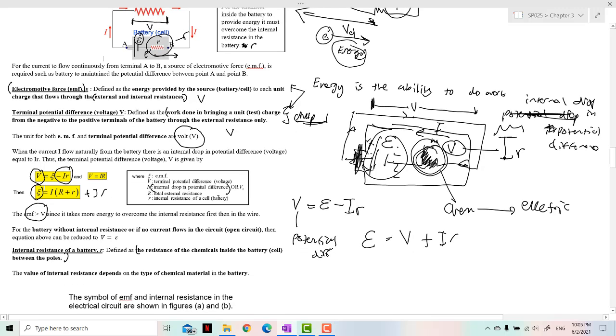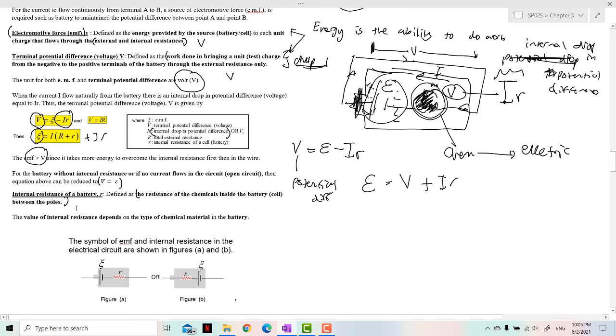So when there is no internal drop here, when we delete it, our V equals our EMF. So for a battery without internal resistance, or with no current flowing in the circuit, the potential difference V equals the EMF. Again, the internal resistance is defined as the resistance of the chemical inside the battery for the chemical to change into electrical energy. So chemical energy needs to convert into electrical energy so that our EMF can provide the energy, and that is actually the internal resistance r. And when current flows, it becomes the internal drop.